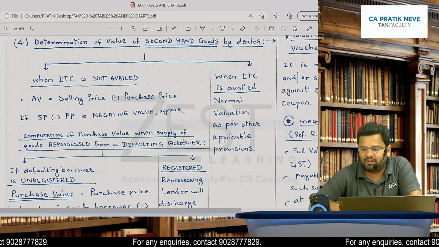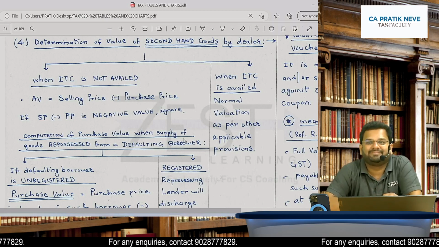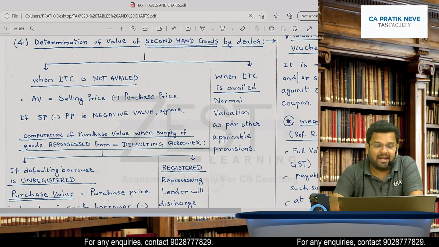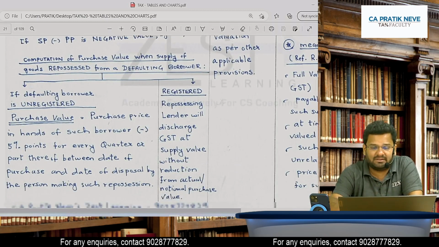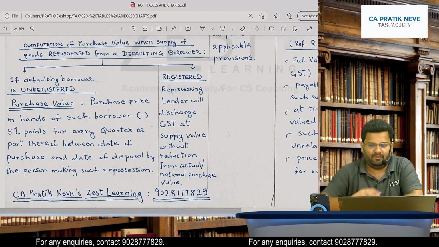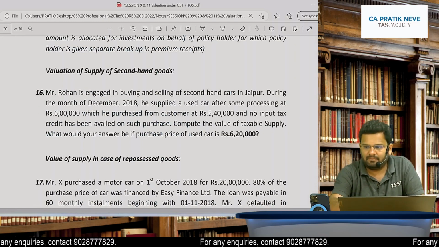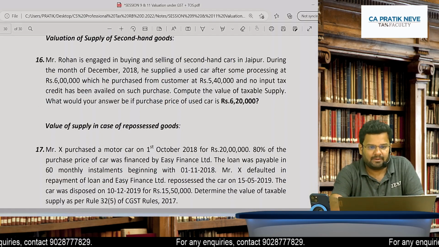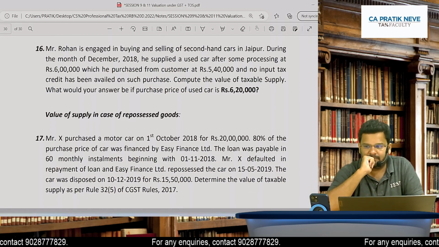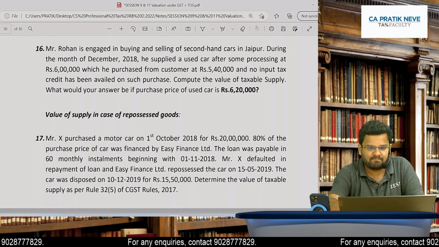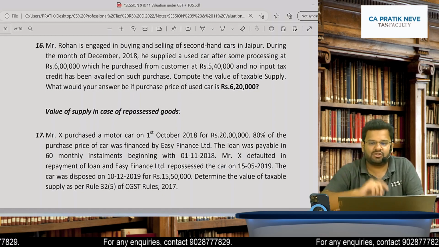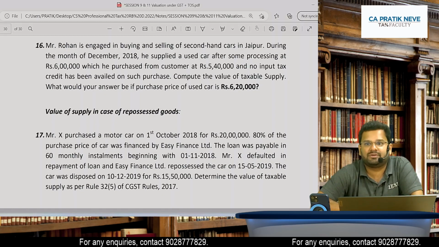Correct? Got the point, all of you? Yes. And interesting cases, for the earlier, see this. 16th question, you check 16th question first.